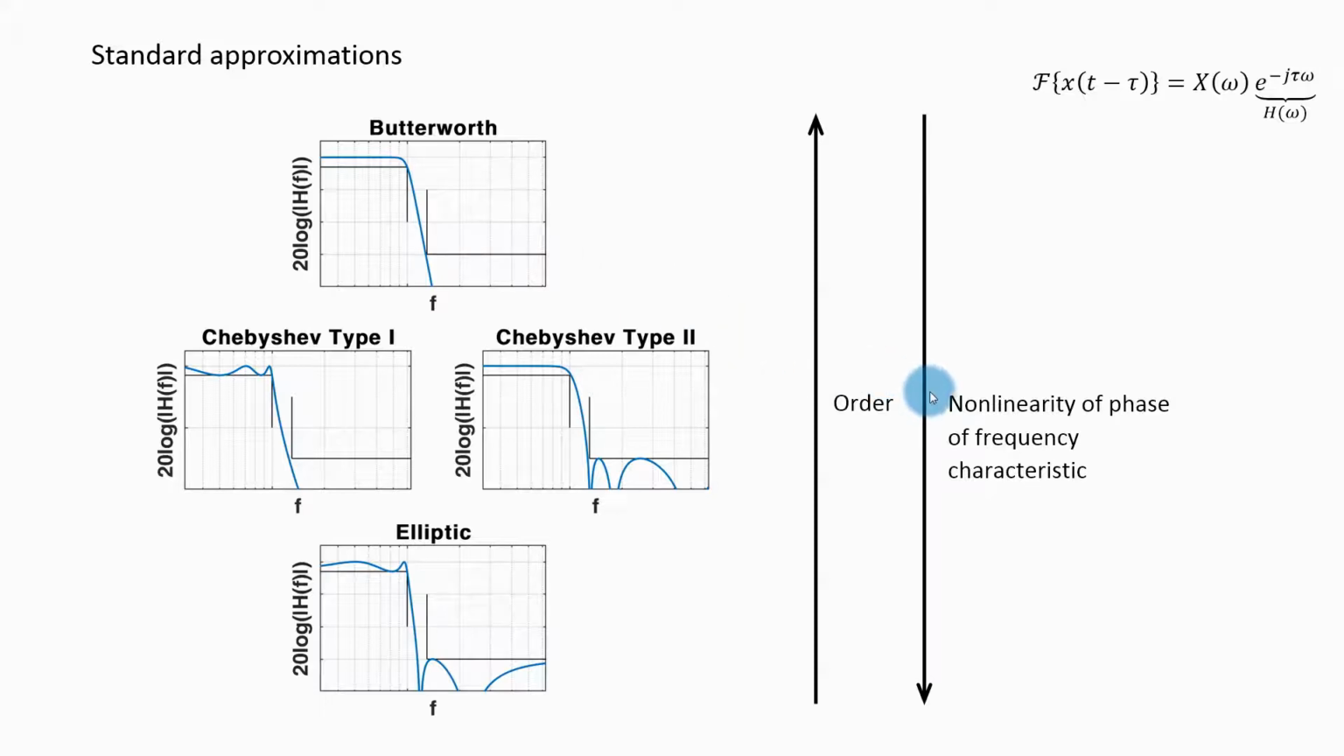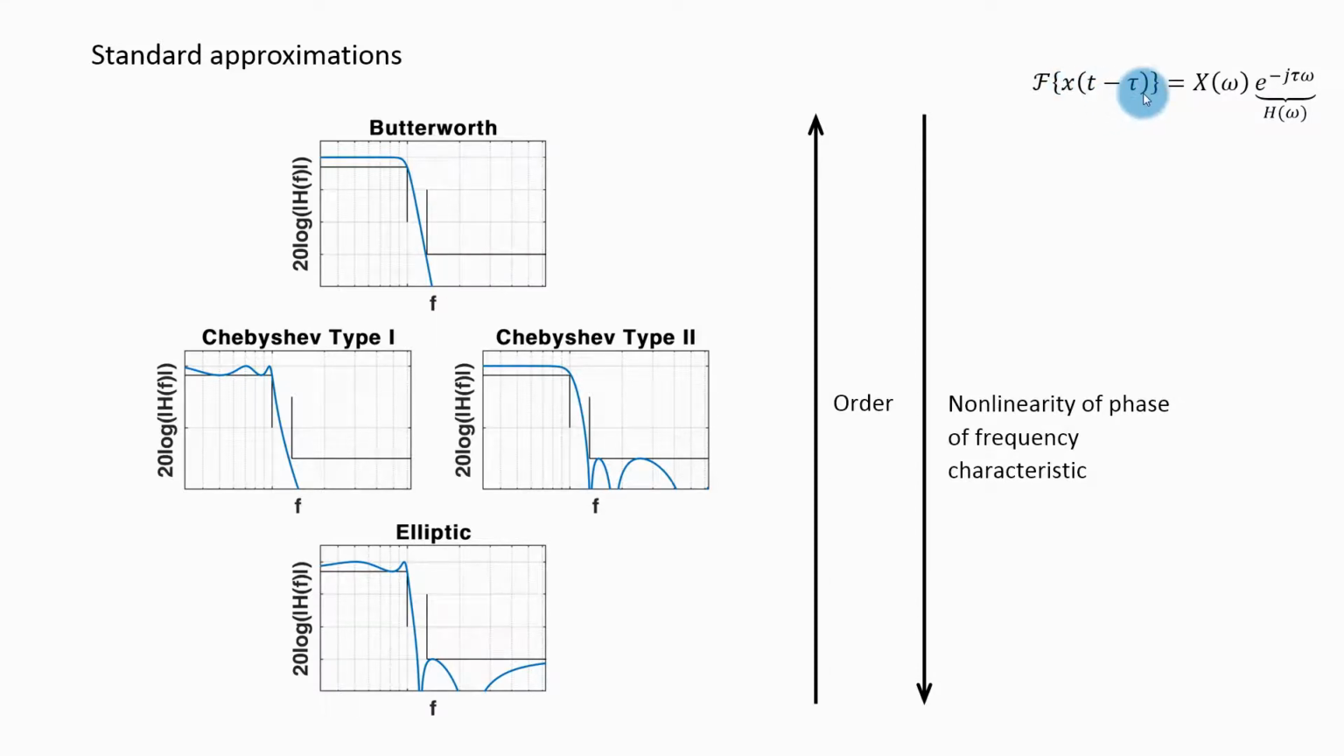Now there is another property that you should be aware of. It is the so-called non-linearity of the phase of the frequency characteristic. This is a cryptic way of saying that the filters with these frequency characteristics will delay your signal differently at different frequencies. Remember, when we started to talk about the frequency characteristic, I showed you what is the Fourier transform of a signal which is delayed in time. We computed that it is equal to this, and I told you that this is actually a frequency characteristic of a system that introduces this time delay. And you can see that this time delay is the same for all the frequencies.